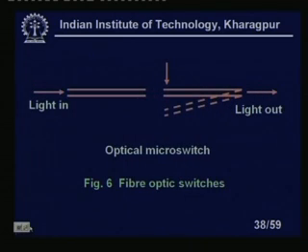These are fiber optic switches, that means an optical micro switch. If the fiber bends in this direction, and I have a light source and a light receiver, obviously I will not get a light output. So, this is all my optical micro switch. This is also an example of fiber optic switches.